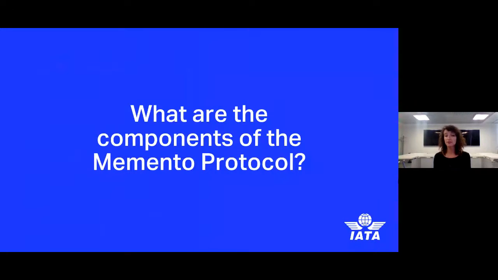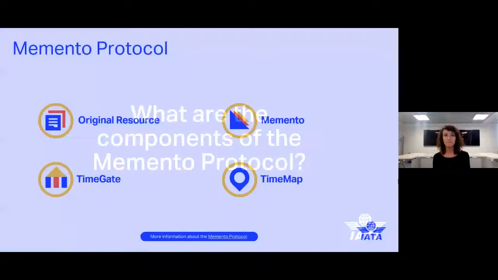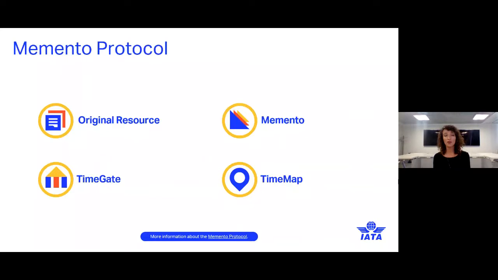This matched perfectly some of our questions, like, for example, how do I get the version of a logistics object at a certain moment in time? First of all, what are the components of the Memento protocol? So the Memento protocol has four main concepts. The original resource, which is basically the initial version of the logistics object, is how the resource looked like when it was created. Then there is a memento, which is a snapshot of the data at a certain moment in time.